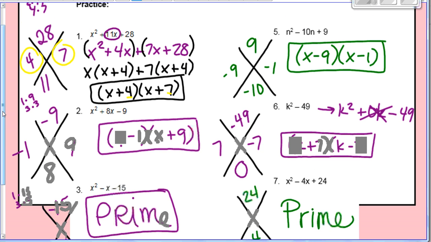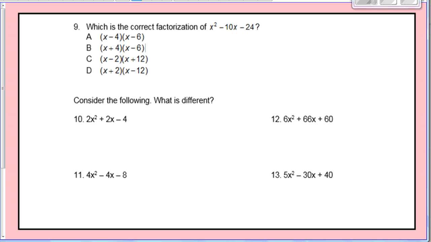Alrighty. So now, number 9, just kind of a random problem. You could probably do this one on your own if you want to pause and try it. But again, it's just the x factor. So I've got negative 24 on the top, negative 10 on the bottom. So I think about my factors that will add to negative 10 and multiply to negative 24. I think it's 12 and 2. One of them has to be negative. Yep. So I've got x minus 12 and x plus 2.